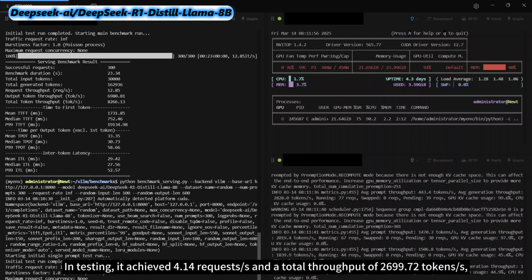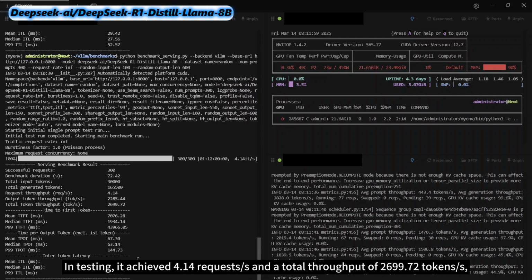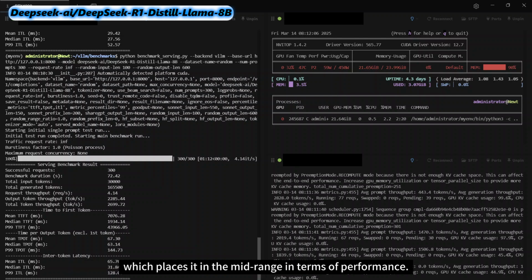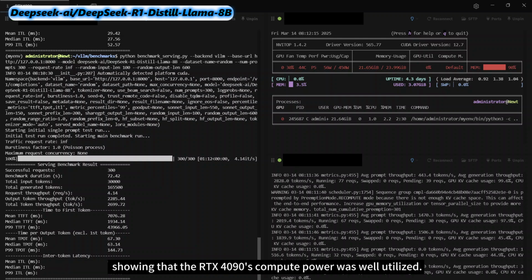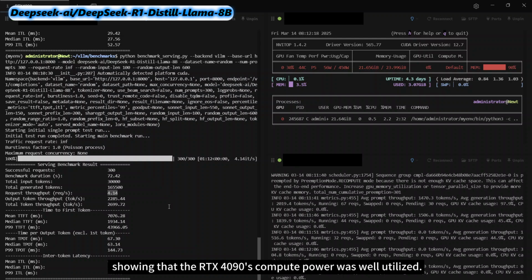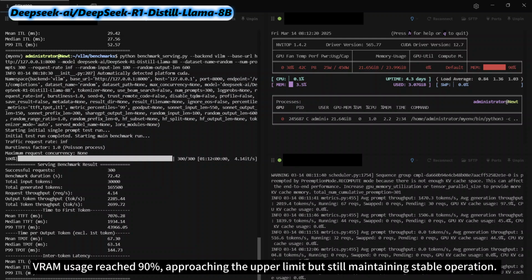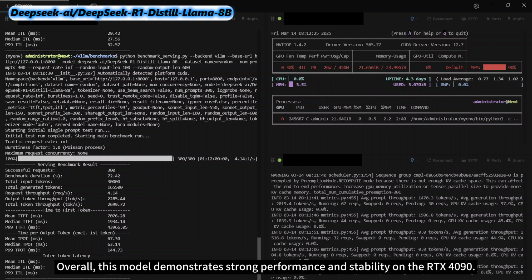In testing, it achieved 4.14 requests per second and a total throughput of 2,699.72 tokens per second, which places it in the mid-range in terms of performance. From a hardware utilization perspective, GPU usage ranged between 82% and 93%, showing that the RTX 4090's compute power was well utilized. VRAM usage reached 90%, approaching the upper limit, but still maintaining stable operation. Overall, this model demonstrates strong performance and stability on the RTX 4090.